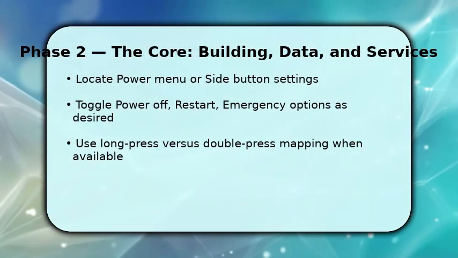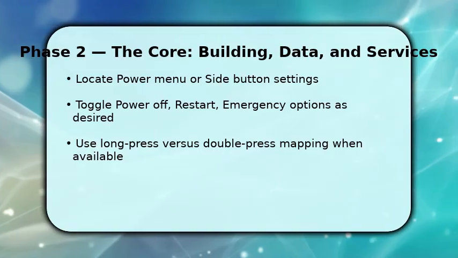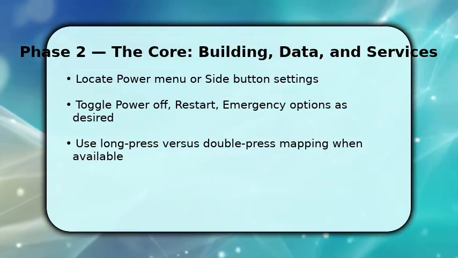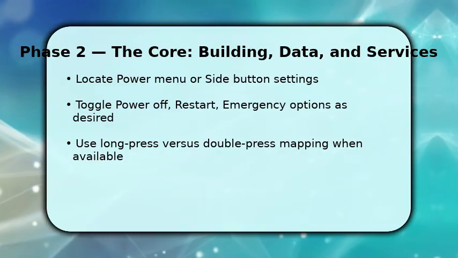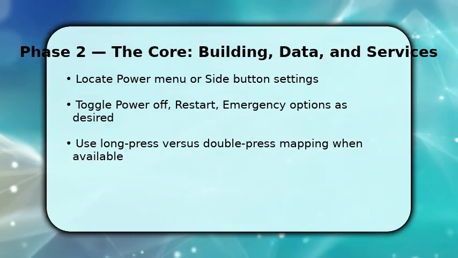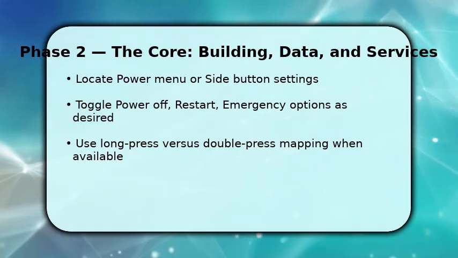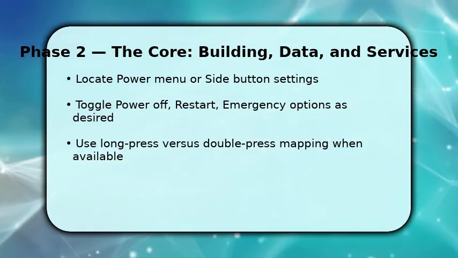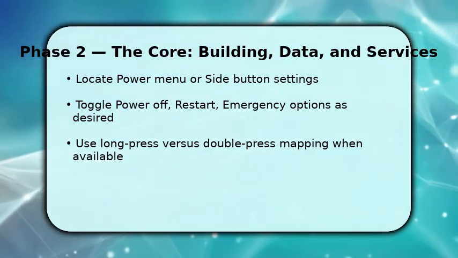In Power Menu Settings, find Side Button or Power Button Actions. Choose Long Press to show power options or map Double Press to Quick Launch apps. Change the Power Off toggle to appear in the menu. Why? Because mapping determines what a press does, so you control whether shutdown is shown or hidden.